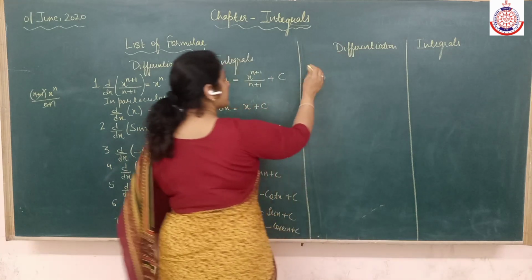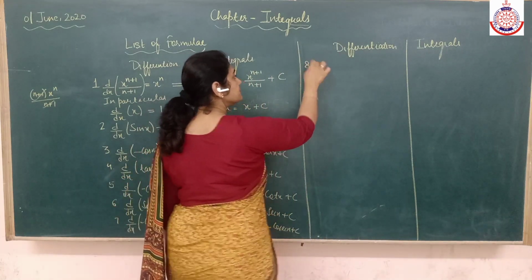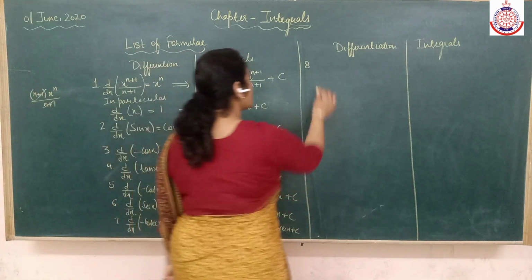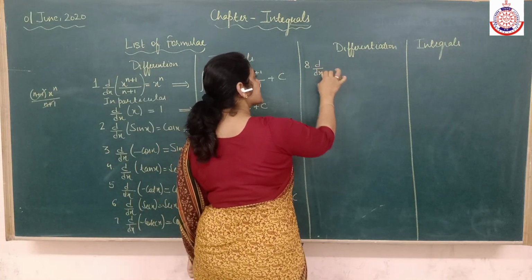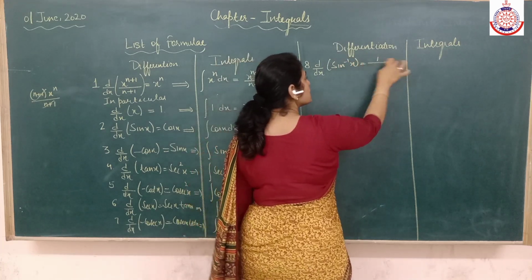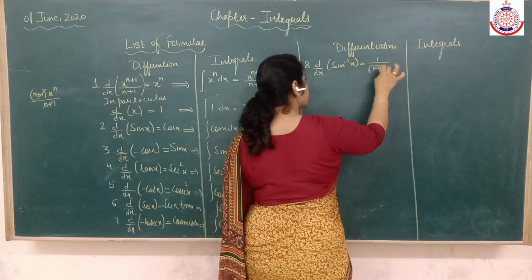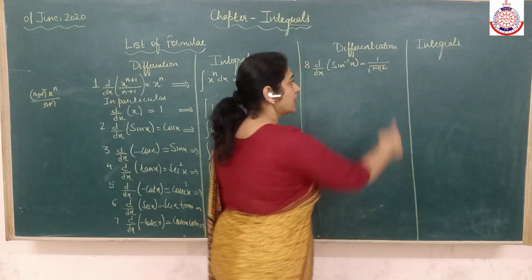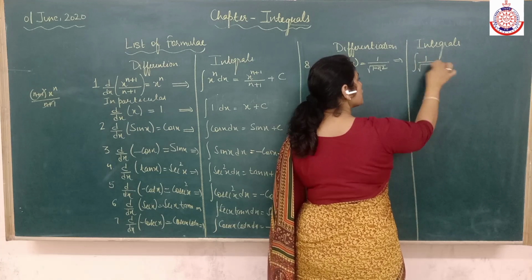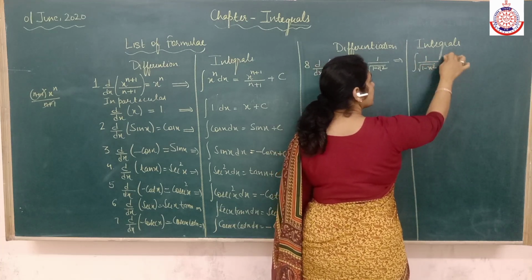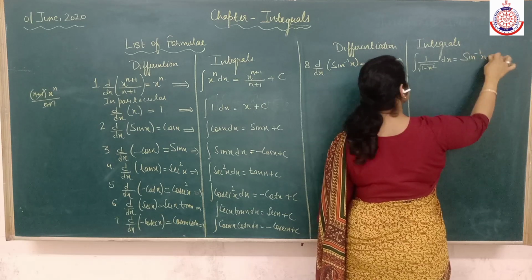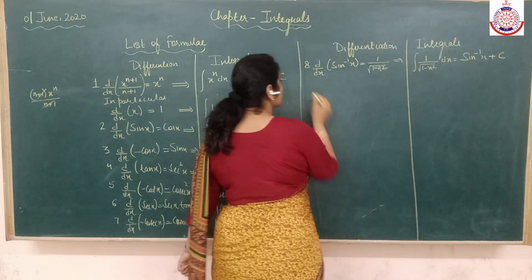Then what did we do in differentiation next? We did inverse trigonometric formulas also. Let's write inverse trigonometric formulas. What was the differentiation of sine inverse x? Differentiation of sine inverse was 1 upon under the root 1 minus x square. That means I'll just put an integral sign this side. Integration of 1 upon under root 1 minus x square is sine inverse x plus c.